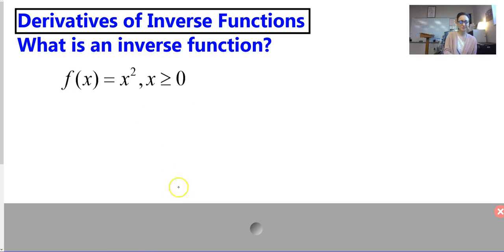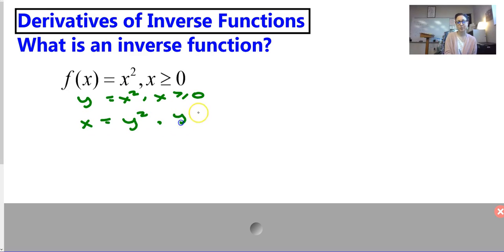All right, so if you remember, oftentimes we say the first step is to rename f of x as y. So I'm going to have y equals x squared, where x's are greater than or equal to 0. This is your standard quadratic function, right? So your parabola. Notice I'm just taking the right branch of that parabola. Okay, so now we're going to switch x's and y's. So I'm going to have x equals y squared, and now this will be for y is greater than or equal to 0. And then we're going to solve for y.